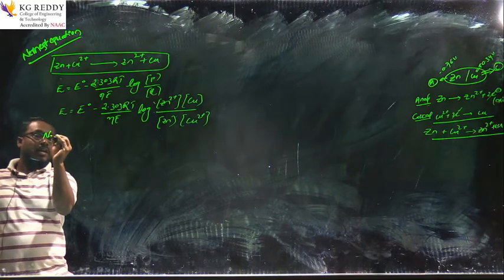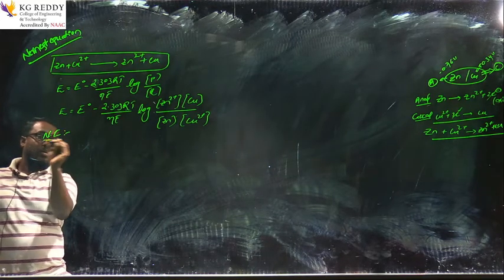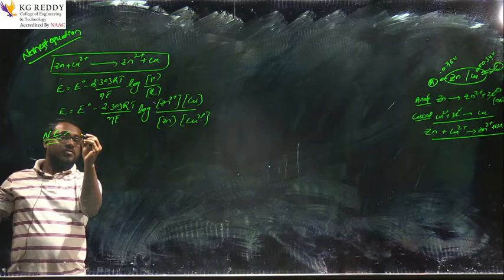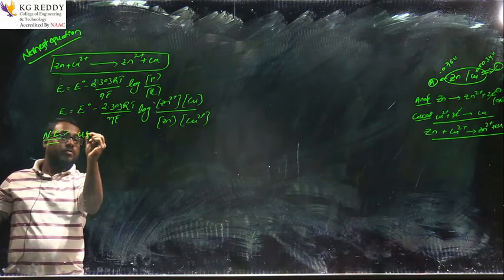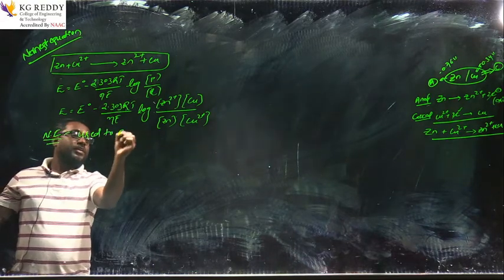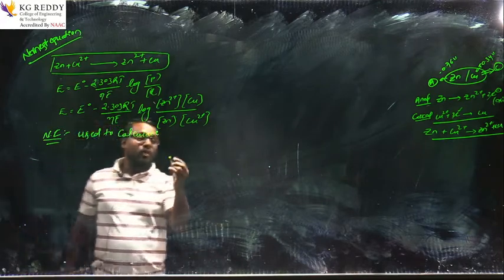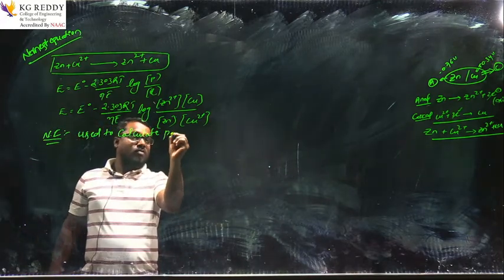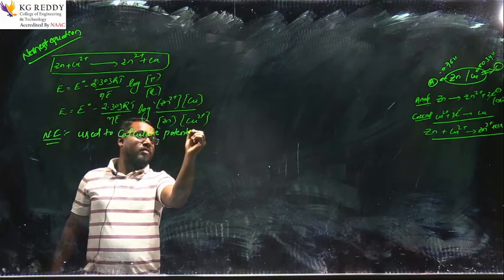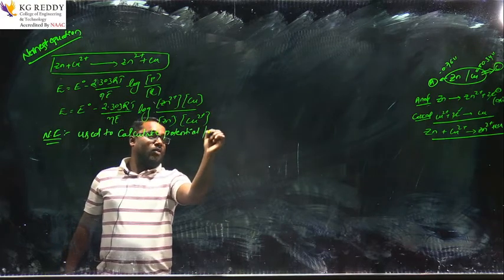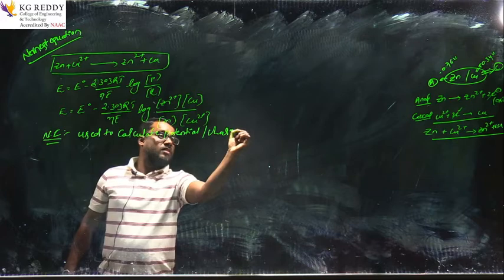So we know what the Nernst equation is. Generally, the Nernst equation is used to calculate the potentials of electrodes or charges.